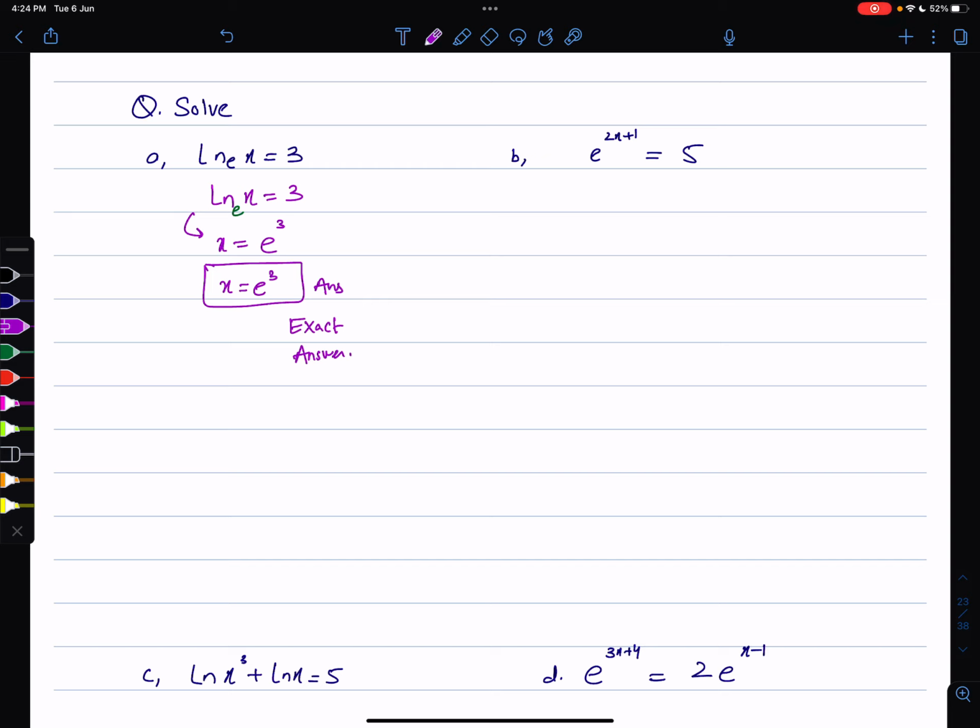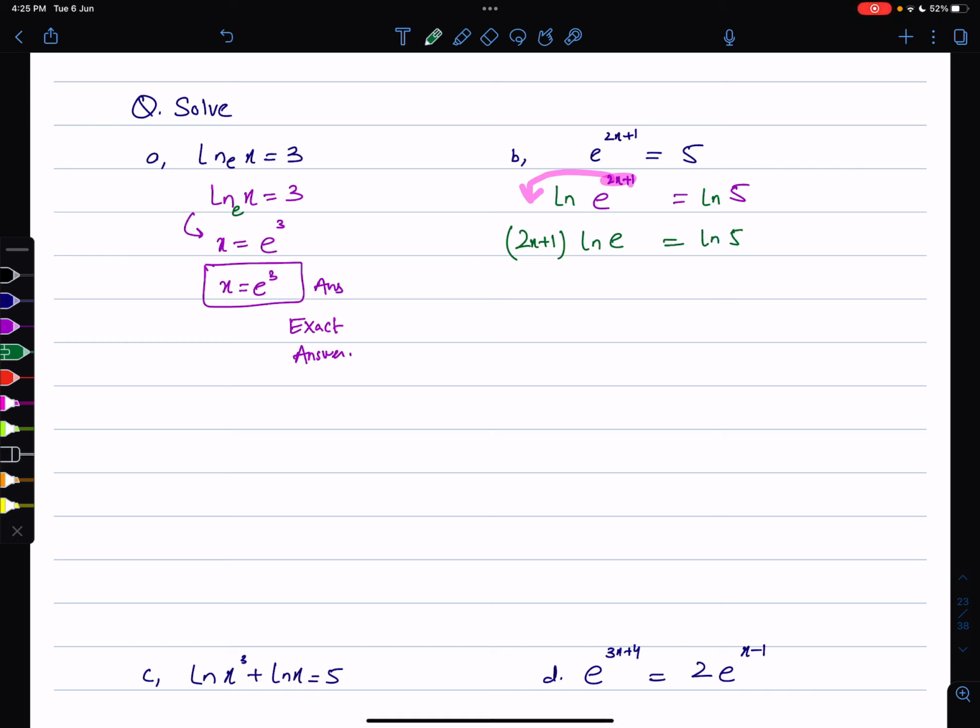Part B says e to the power of 2x plus 1 equals 5. Now it's an exponential equation. So e to the power of 2x plus 1 equals 5. We are going to introduce ln on both sides. Ln is taken as base e. The power 2x plus 1 can be expressed as 2x plus 1 times ln e equals ln 5.